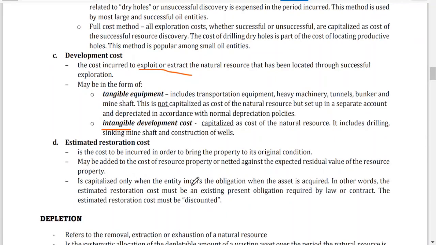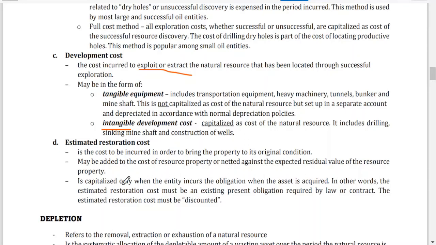And lastly, we have the estimated restoration cost. This is the cost to be incurred in order to bring the property to its original condition. So even if you have acquired the property and it's now your own property, you still have the obligation to restore it in its original condition. So ibalik nimo siya sa unsayahang porma sa wala pa nag-explore sa area. This may be added to the cost of the resource property, or it could be netted against the expected residual value of the resource property.